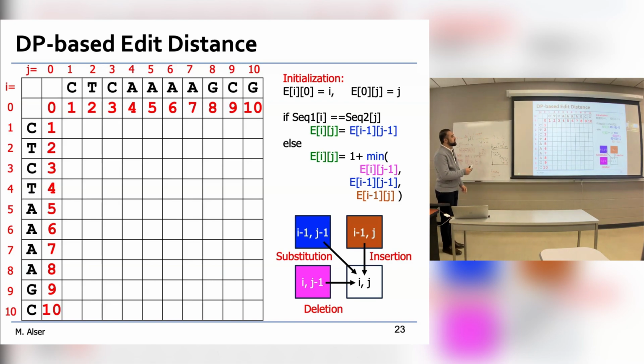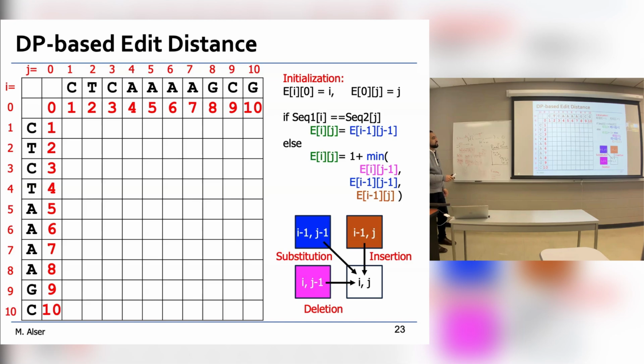Now, let's take the first character, C and C. How do I do the comparison? It says, if they are the same, then do this. If they are not the same, then do this. Is C similar to C? Yes, then we are going to apply this equation. And what does this equation tell us? You have this figure over here.